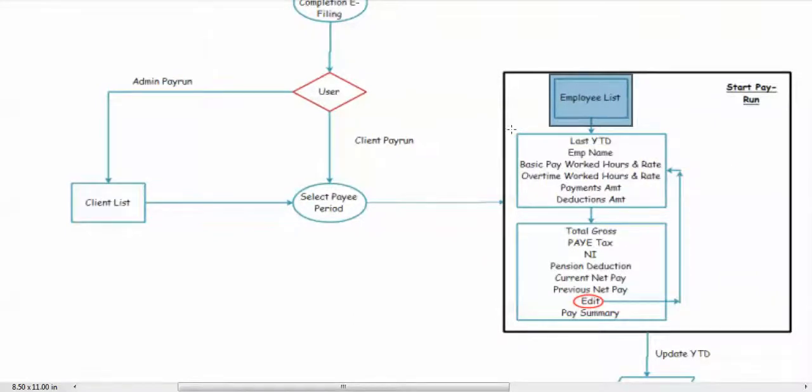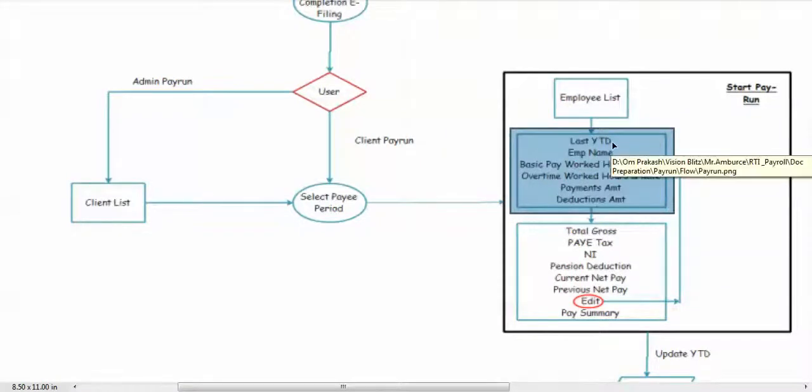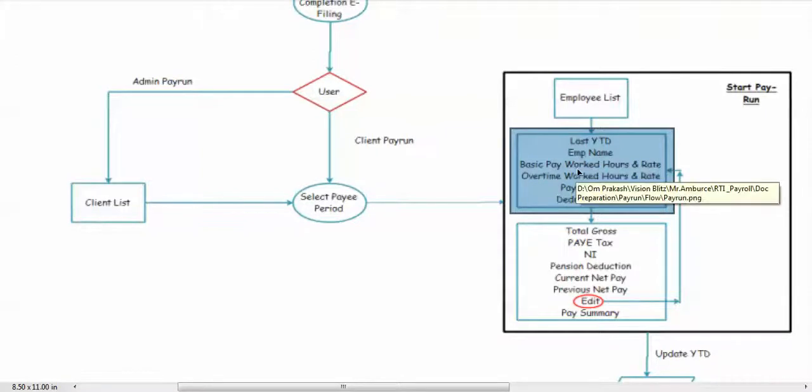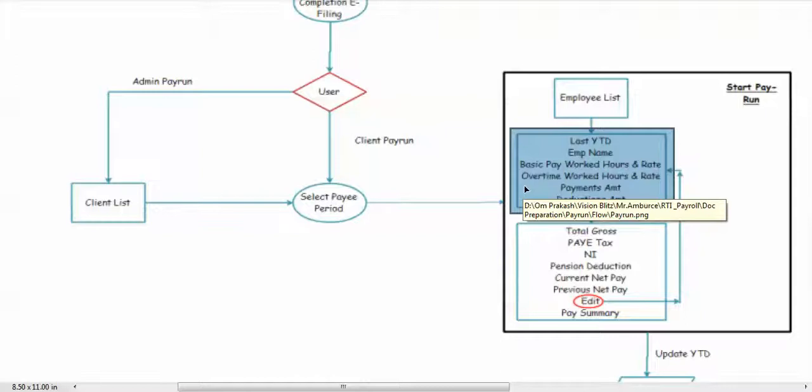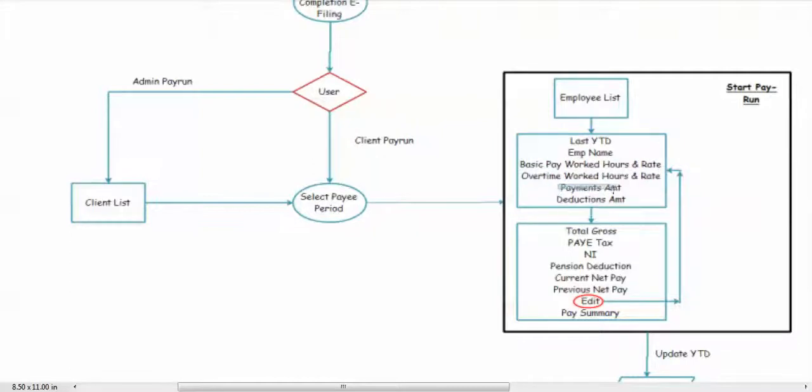Here, what are the data we can see or mention here? That is the last year to date detail, employee name, basic pay, work hours and rate, and working hours of an employee for the mentioned period. Also the overtime worked hours and rate will be given, and also the payment amount for the corresponding work hours: basic pay, work hours, overtime worked hours. Also the deductions will be viewed in the form.